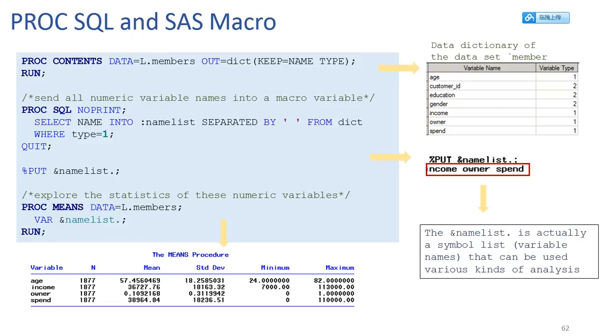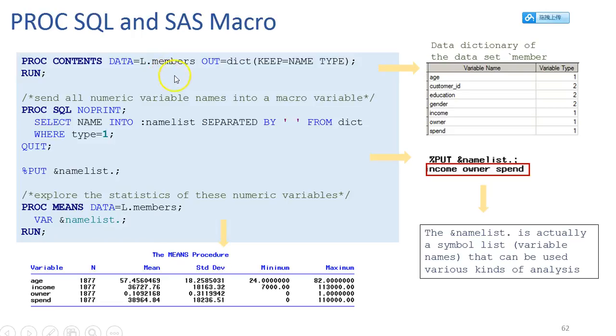The first step is to use the proc contents to get the variable names and types and send this information into a dataset called DICT. The DICT dataset will include all of the variable names and data types of the dataset members.